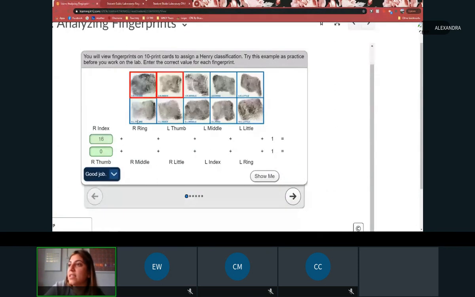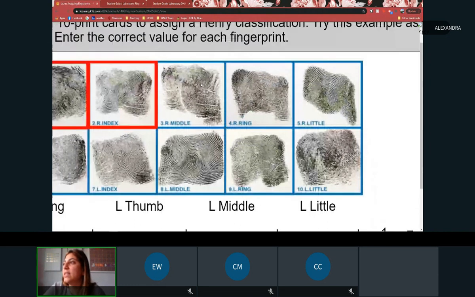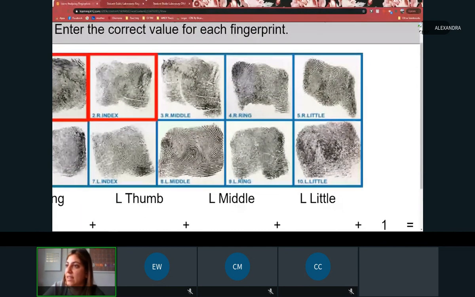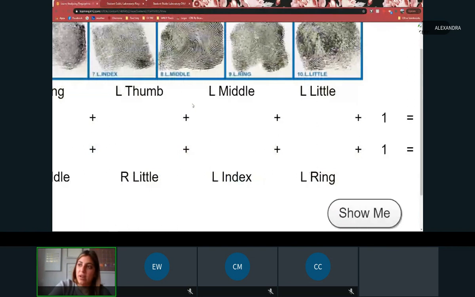Okay, now let's look at the ring finger and the right middle finger. So we've got our right middle finger and our right ring finger. So what is this, a whirl or no? It looks like it. It does. And we've got one delta, and I see another delta over here. So I'm going to say it is, and that is the right middle.